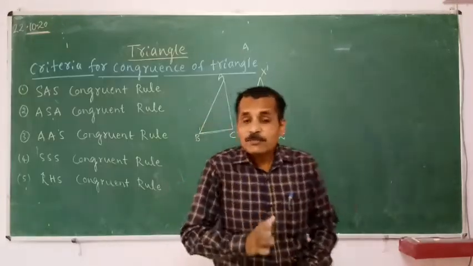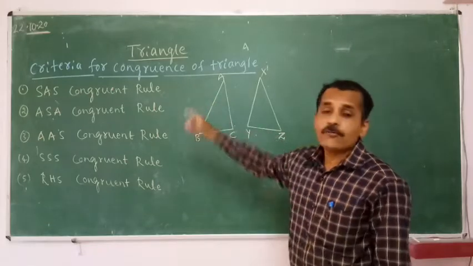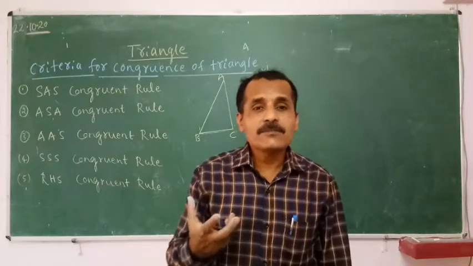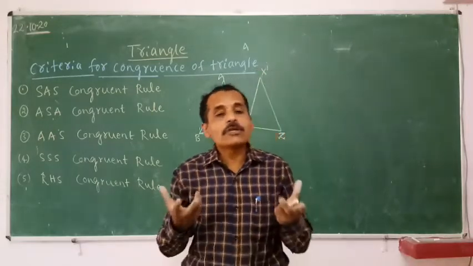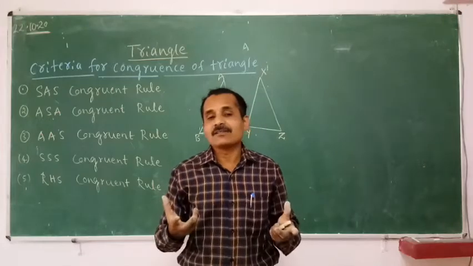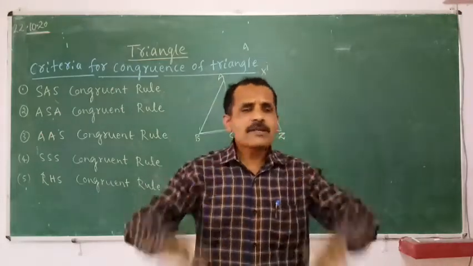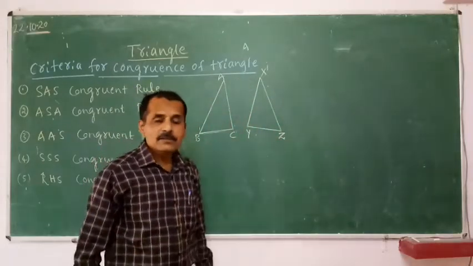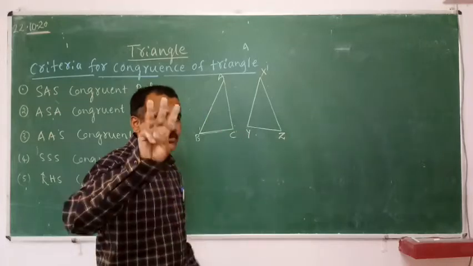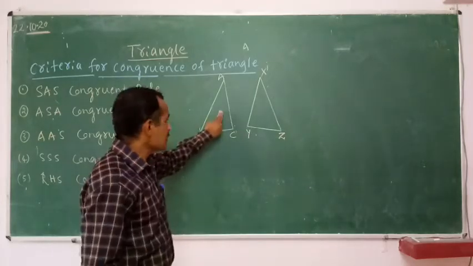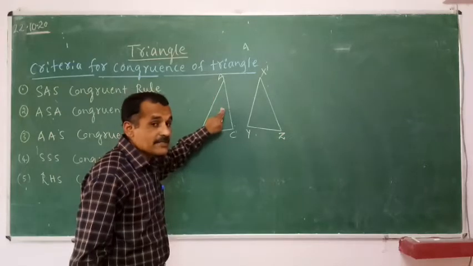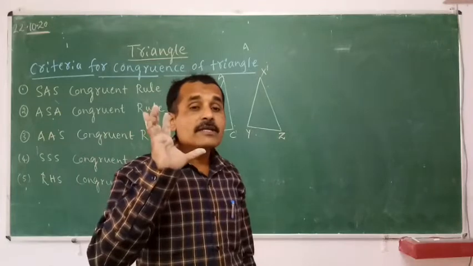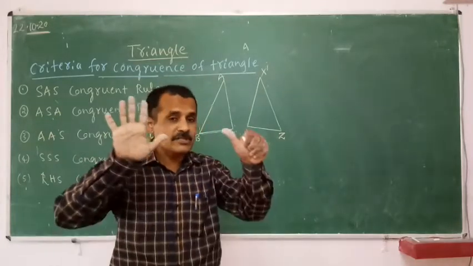Okay students, the next part of this chapter is criteria for congruence of triangles. Criteria means under what condition we can call two triangles congruent triangles. You know that when we take two triangles, listen very carefully, for each triangle there are three angles and three sides. For this also there are three angles and three sides. There will be six things.